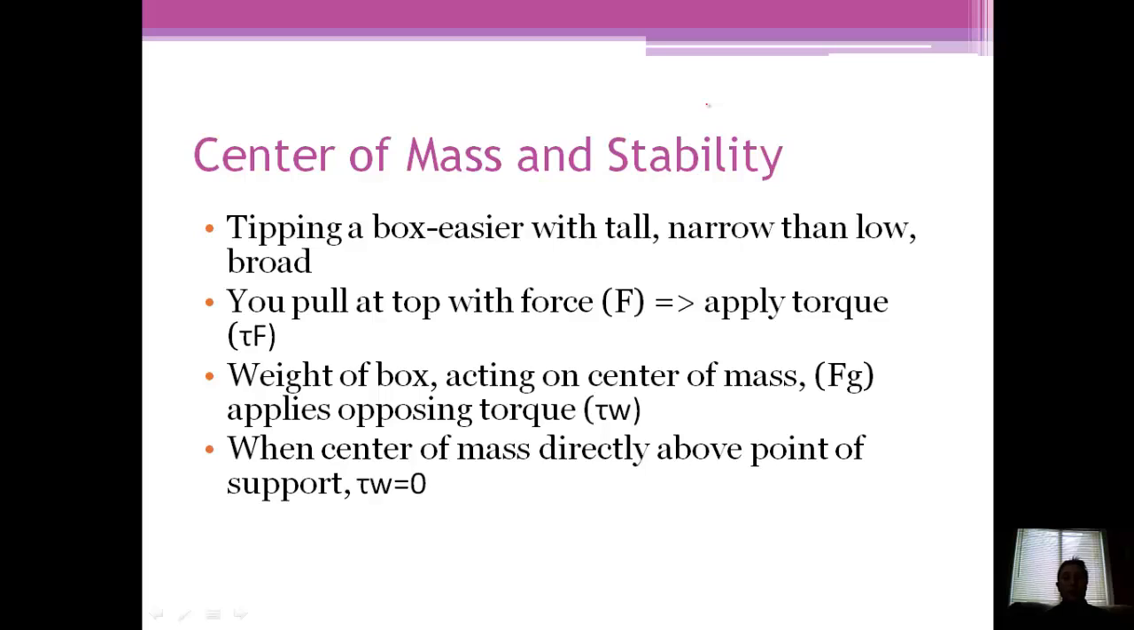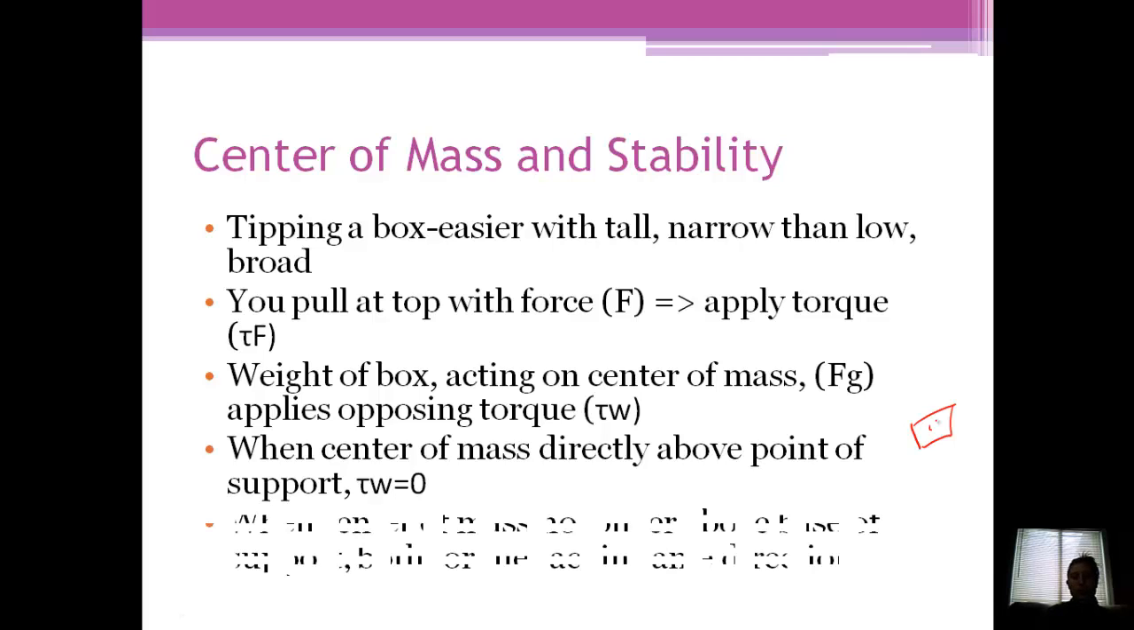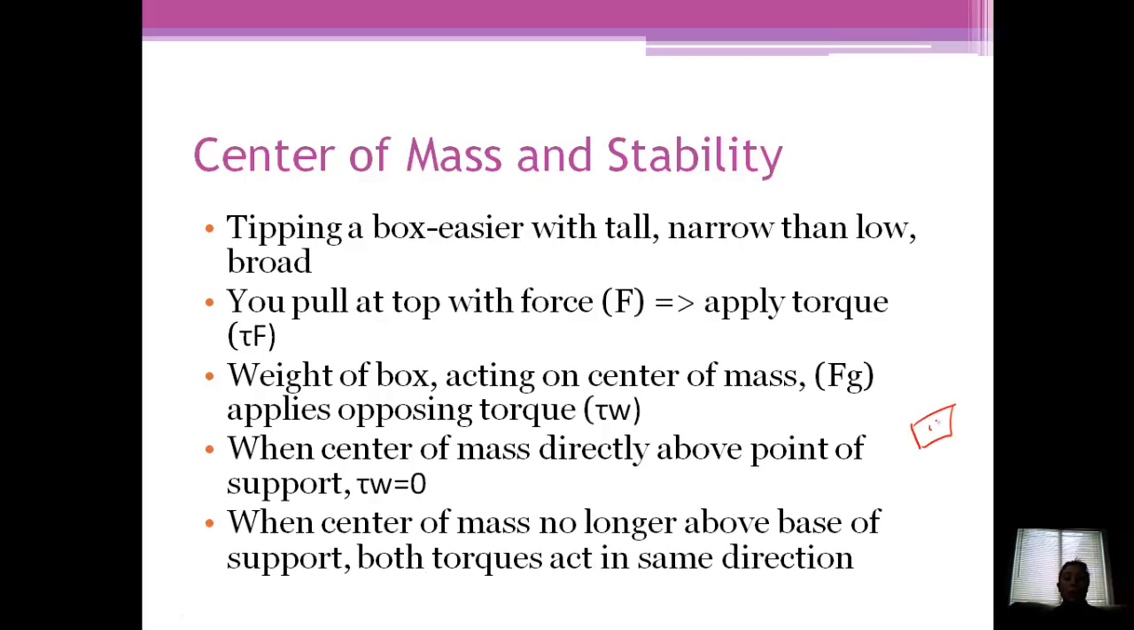When the center of mass is directly above the point of support, so let's say that you have your box maybe tipped on the edge, and the center of mass is directly above that point of support, the torque due to weight is going to equal 0, which means that the only torque acting on it is what you're applying. When the center of mass is no longer above the base of support, now both torques are acting in the same direction, and it's much easier to then tip the box.